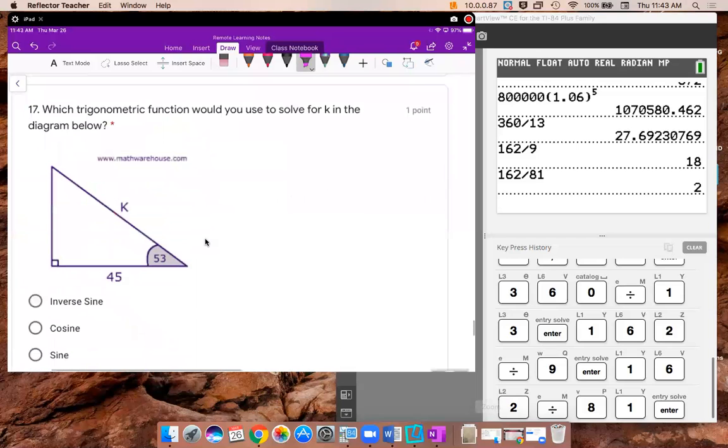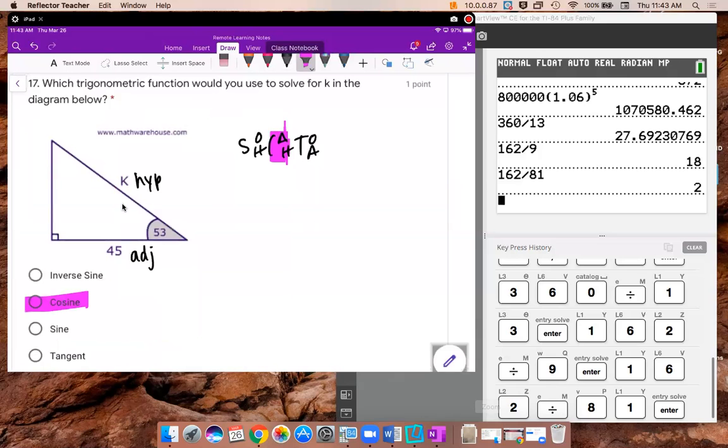Okay, last two, and I hope these were easy and that you guys all killed it. So if this is the angle that we're working with, 45 is your adjacent side, K is your hypotenuse, because it's across from the 90-degree angle, and it's a right triangle, so that means we're doing SOHCAHTOA. If I have the adjacent and the hypotenuse side, that means I'm working with the C, which is cosine. So the function I should be using for this one is the cosine.